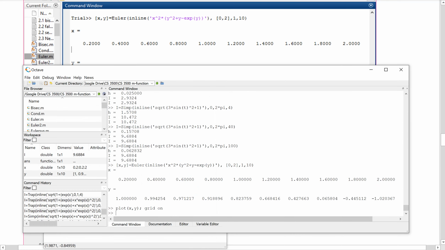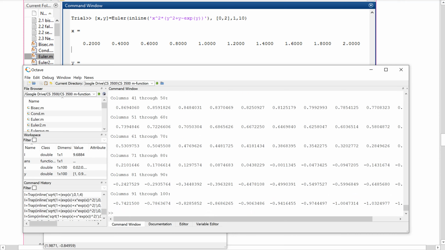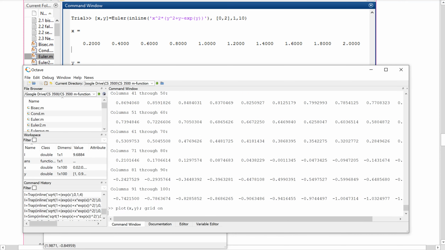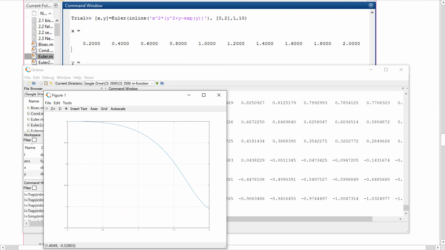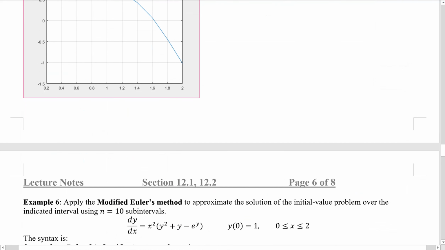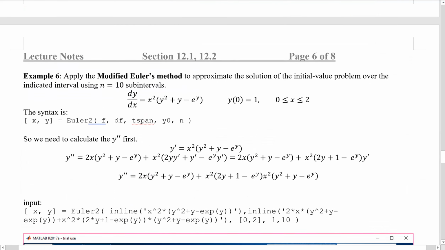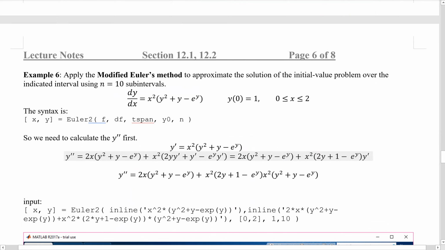And you know what? If we increase the number of subintervals, we will get a smoother graph. See, it becomes very, very smooth, right? Okay, let's continue. So apply the modified Euler's method to approximate the solution.